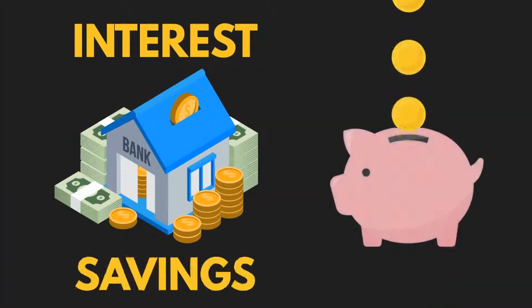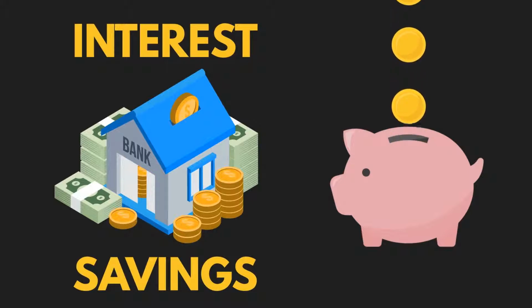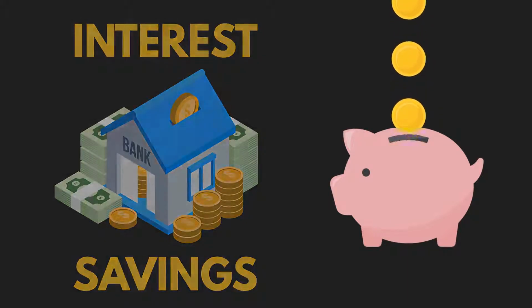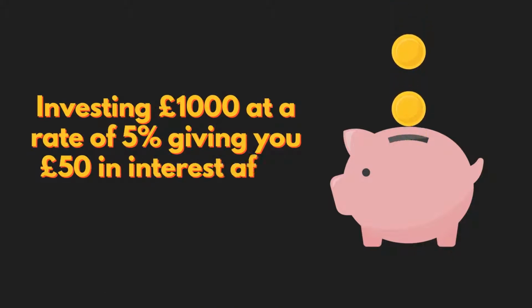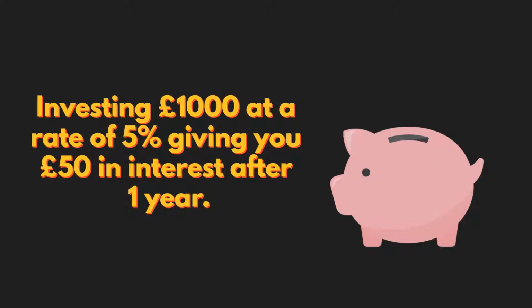Receiving interest from savings is one way of mitigating the effects of inflation. Banks and building societies want customers to deposit money with them and offer interest in return. Simple interest is an annual rate of return. If you invest £1,000 at a rate of 5%, you would receive £50 in interest after 1 year.